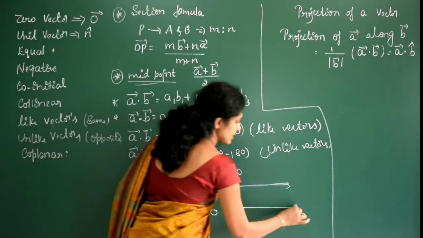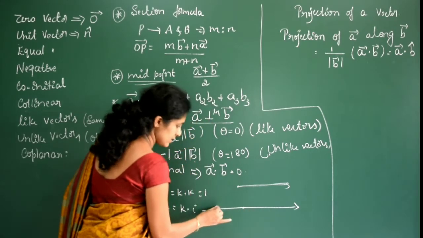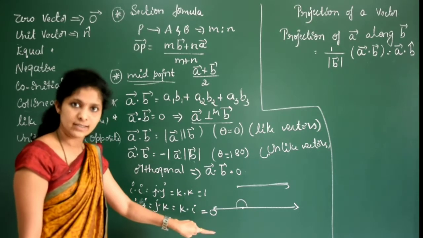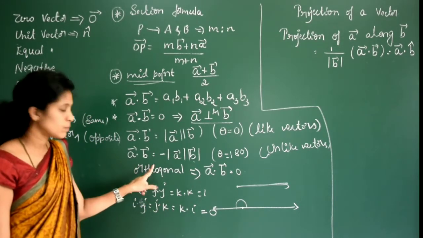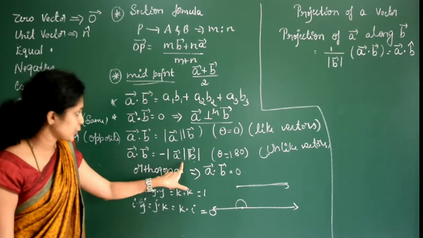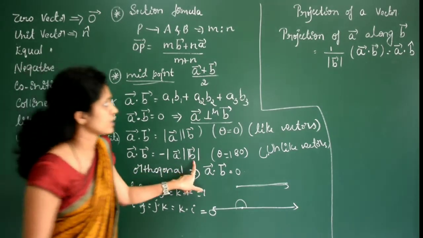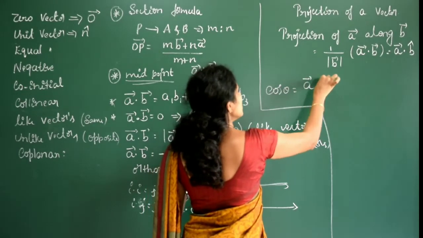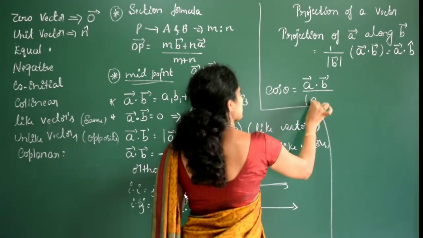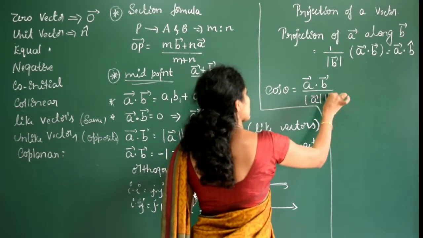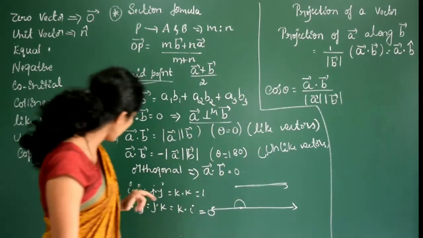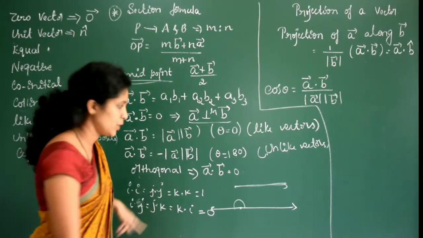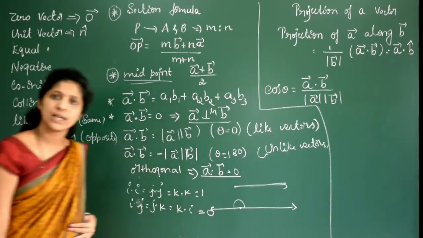If a vector dot b vector is equal to minus magnitude of a vector times magnitude of b vector, then the vectors will be like this. This is one, this is another one. So the angle between them will be 180 degrees. Those are unlike vectors, right? Then a vector dot b vector will be equal to minus magnitude of a times magnitude of b. And what is the value of cos theta? Cos theta is equal to a vector dot b vector divided by magnitude of a vector times magnitude of b vector. Now, if any two vectors are orthogonal, that is, perpendicular, then a vector dot b vector will be equal to 0.